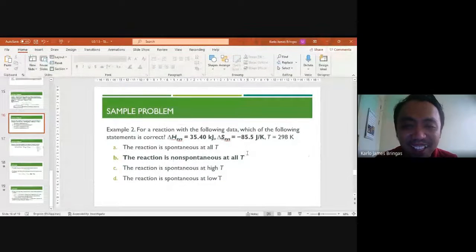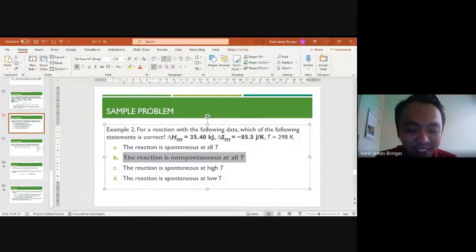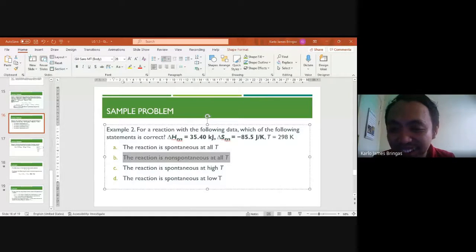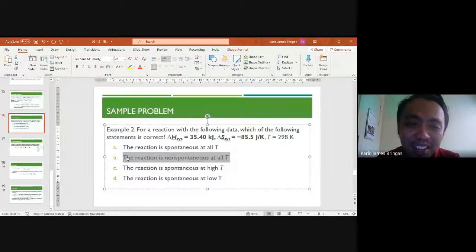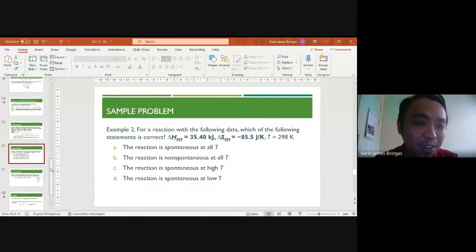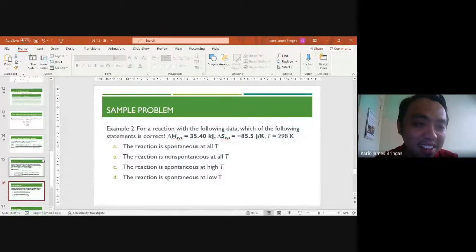Actually, naka-highlight na pala siya. I forgot to take out the highlight of that one. Okay. So, AC, Feliz, and Earl all say that it is letter B. So I think that was a giveaway since I already highlighted that one. I forgot to edit it from the last class.